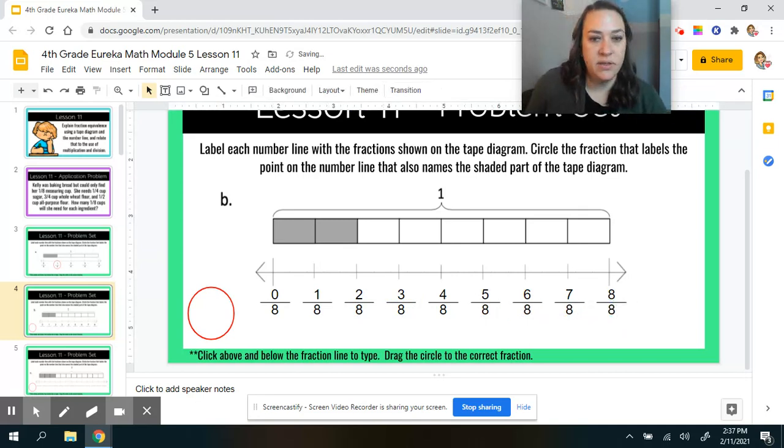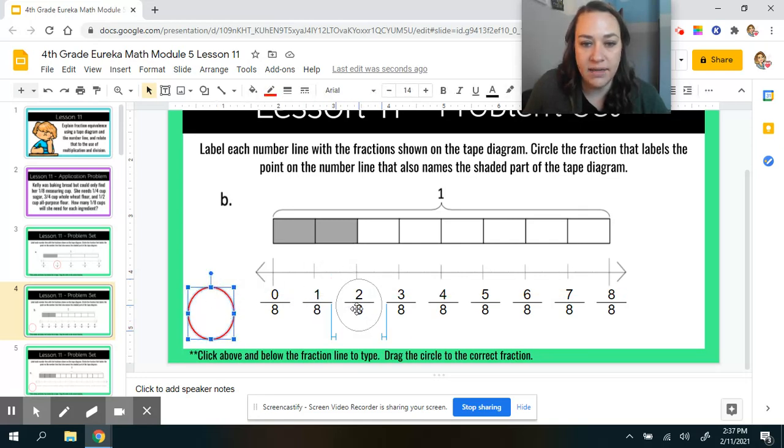Okay, so then same thing. Here is our number line, and it lines up with where we have 2 8s as our fractional unit that is shaded. On our number line, our 2 8s matches. So we're going to circle 2 8s.